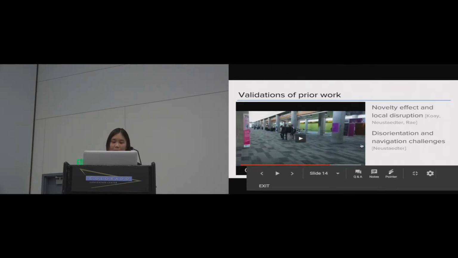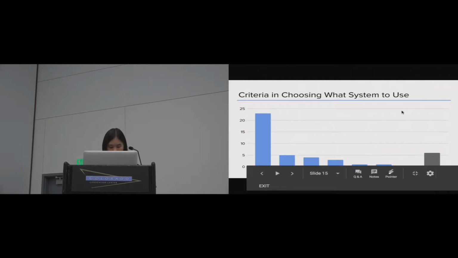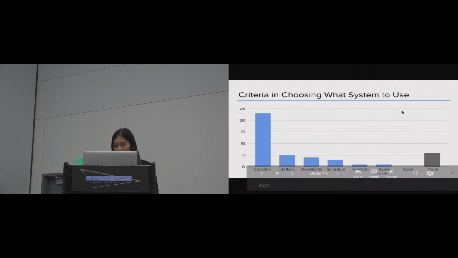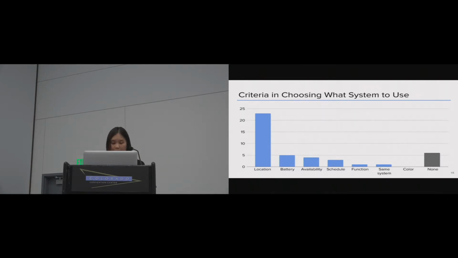Similar to prior work, remote users also faced challenges with disorientation and navigation in trying to get to places in a physical location that they had not actually been to. If you'll remember, we had also customized each robot with a unique color based on prior research suggesting that this would be helpful for both remote and local users. However, we found that no remote users reported considering the color when choosing a system. Instead, although some people had no preference, the highest priority factor was location, by far and away.